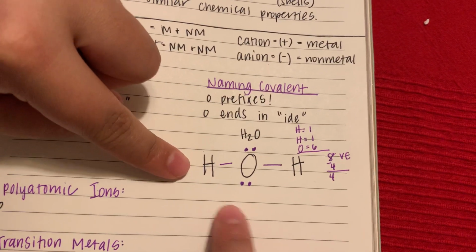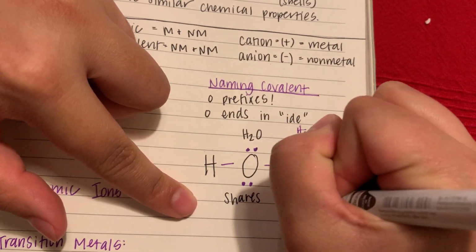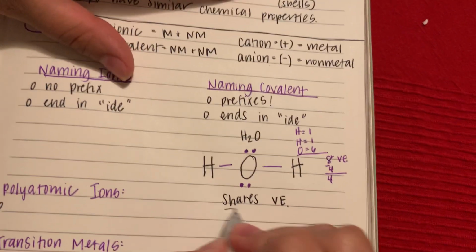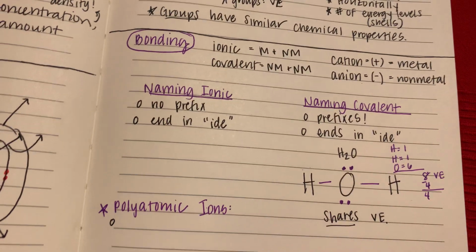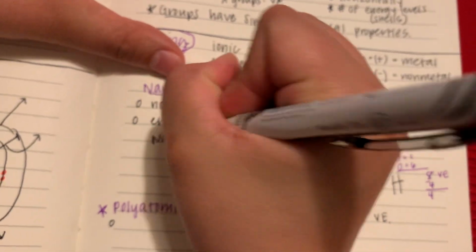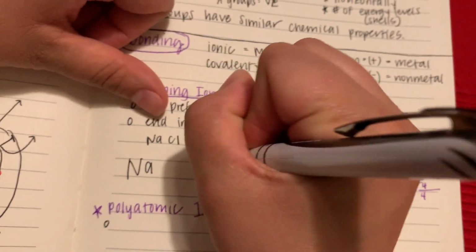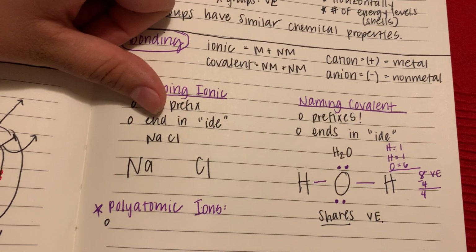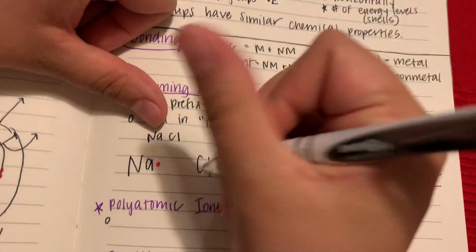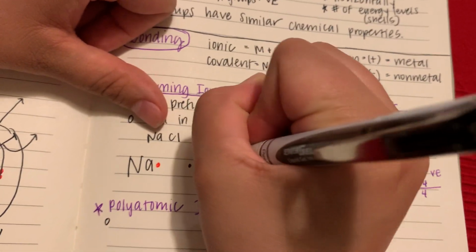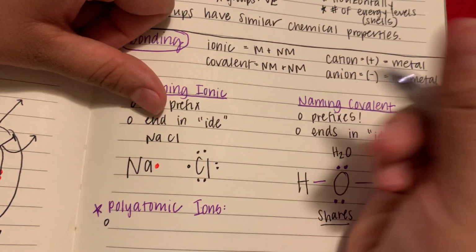And remember that these lines show that we are sharing valence electrons here. Remember, a line is showing sharing valence electrons. On the other hand, when we have ionic bonds, if I'm drawing NaCl, for example, and I have Na here and Cl, sodium has 1 valence electron, chlorine has 7. So 1, 2, 3, 4, 5, 6, 7. Okay. And remember here, there's no sharing.